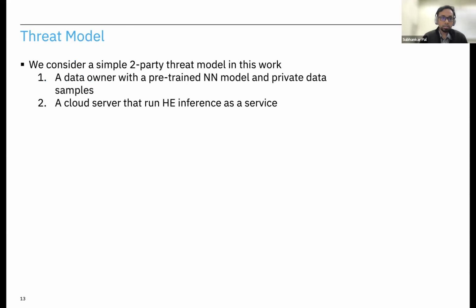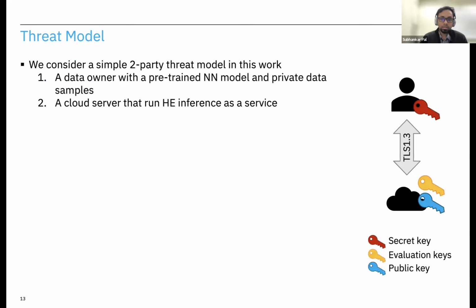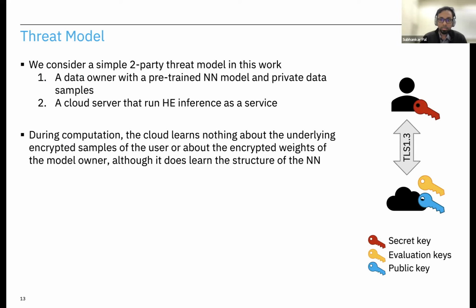Okay, so the threat model that we considered is a simple two-party threat model. There's a data owner with a pre-trained model and private data samples, and he or she is just using the cloud server to run HE inference as a service. We can extend this to three-party or multi-party models, but we have to also do a privacy analysis.